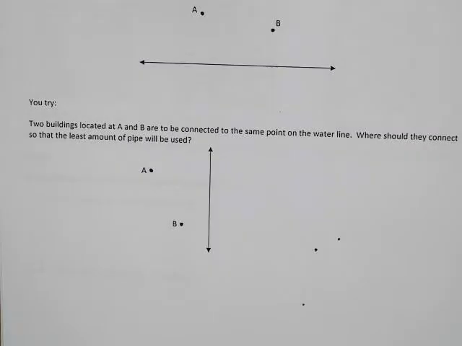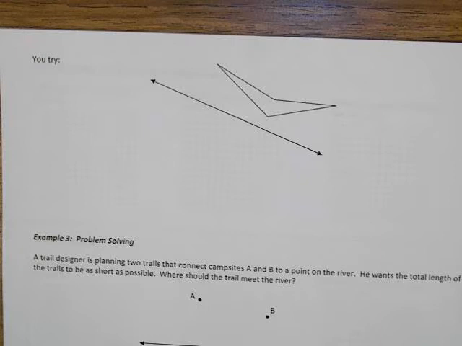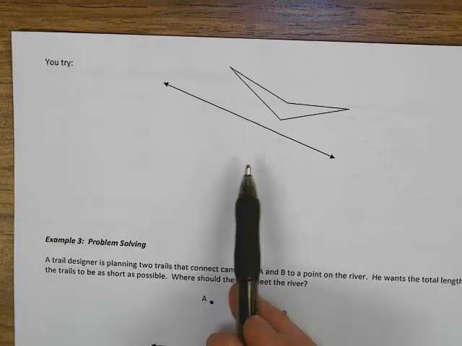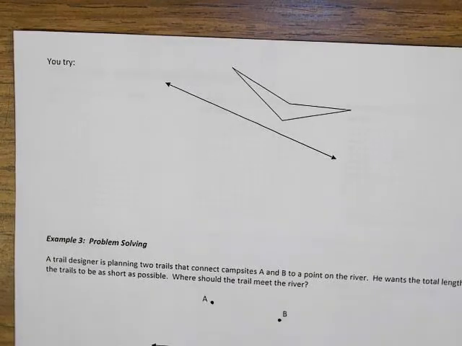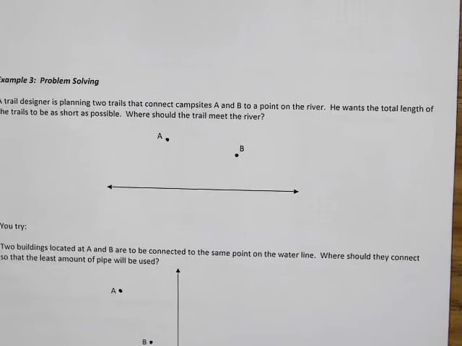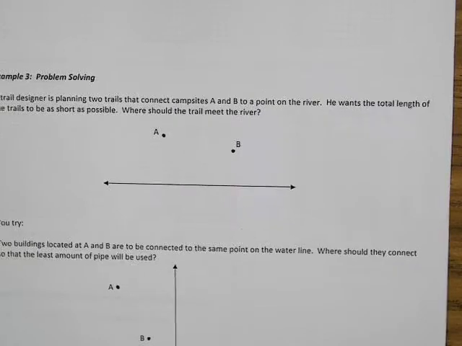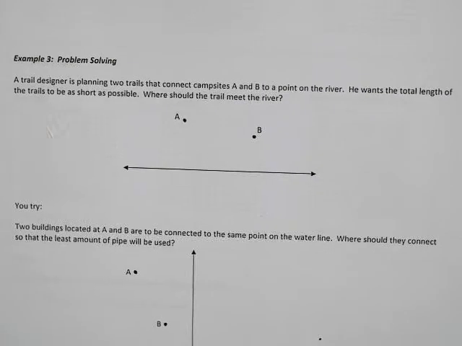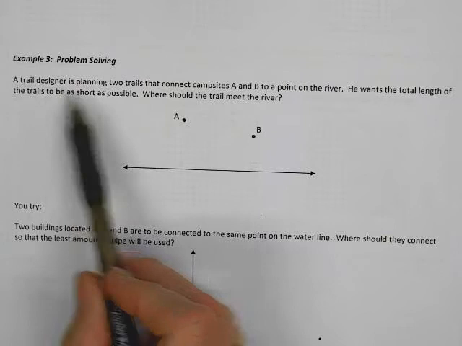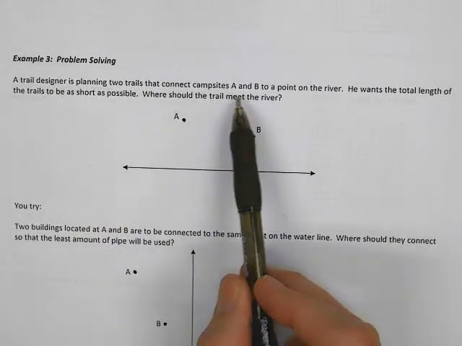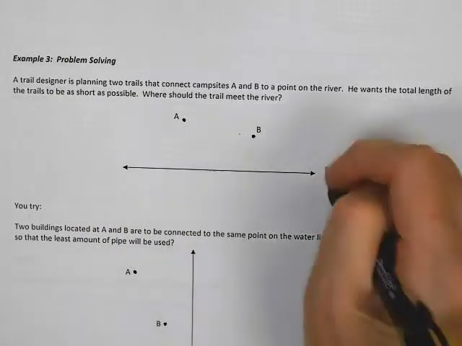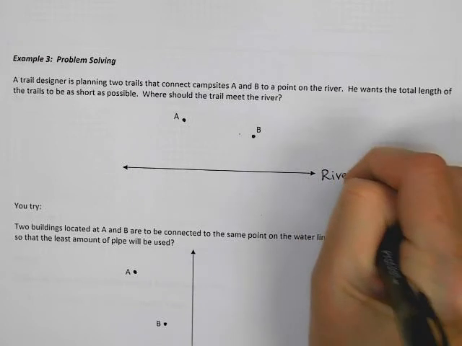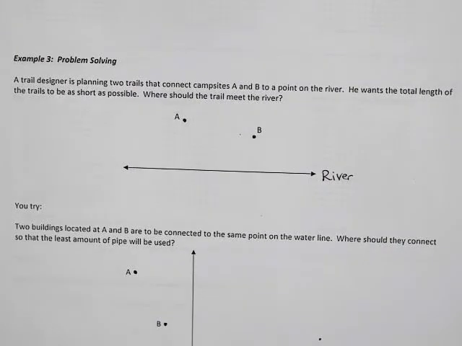All right. I'm going to leave this you try example so that if you want to mess with another one on your own, you can do that. We're going to jump down here to example 3, which is problem solving. This was our third target. This is kind of shortest path type of problems, we're going to call them. It says a trail designer is planning 2 trails that connect campsites A and B to a point on the river. So we're going to call this line the river. He wants the total length of the trails to be as short as possible. Where should the trail meet the river?